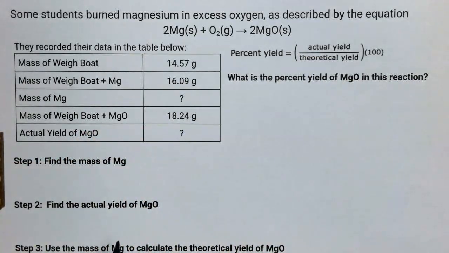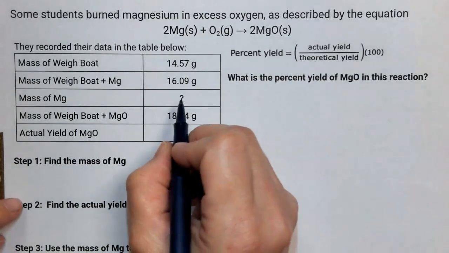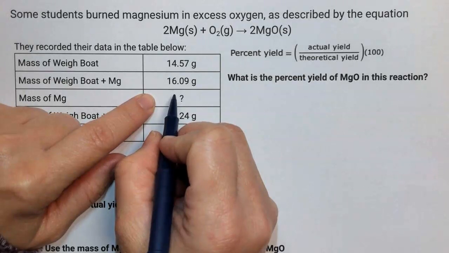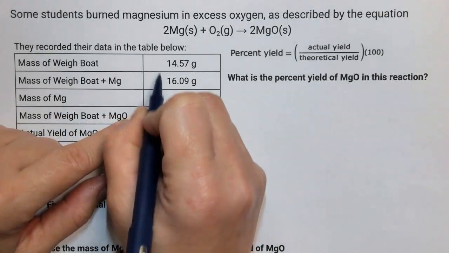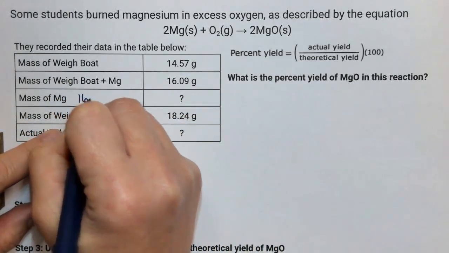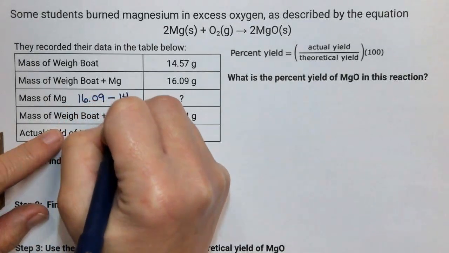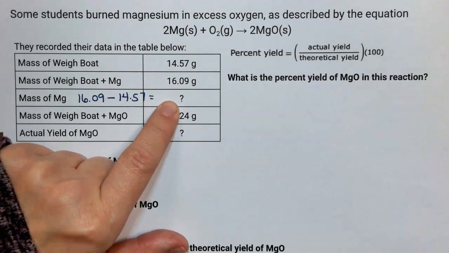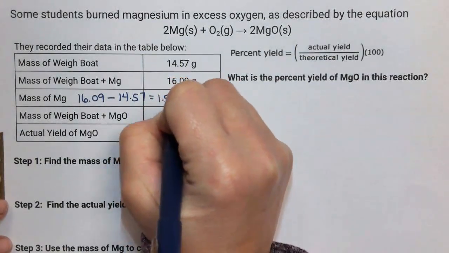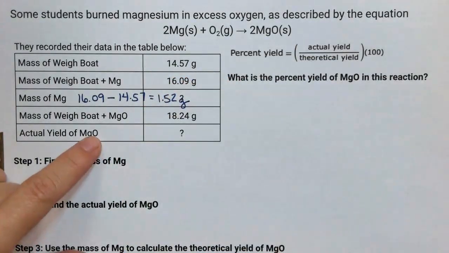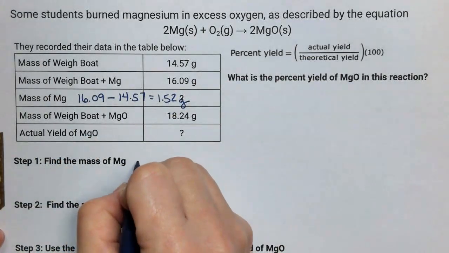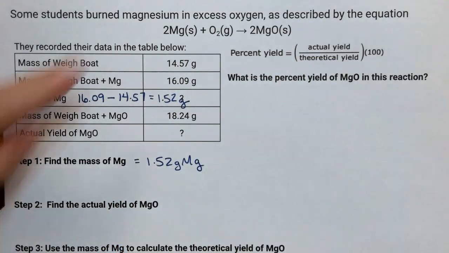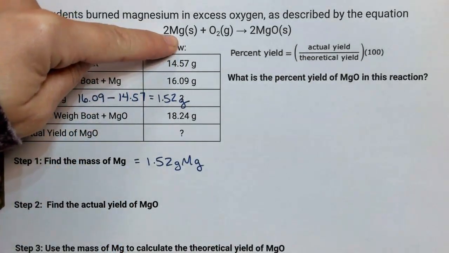So there are several steps to solve this problem. The first one is, what is this mass of magnesium? In order to find that mass, I'm going to subtract these two values, 16.09 minus 14.57, and that's going to give me this number, 1.52 grams. So that equals 1.52 grams magnesium. That's my starting amount of magnesium.